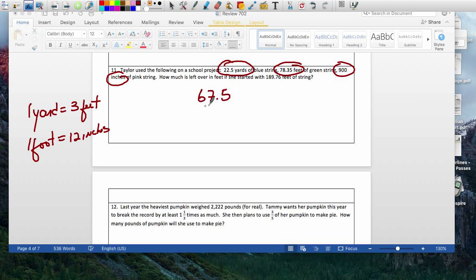Second one, 78.35, it's already in feet, so I have nothing to worry about. And then 900 inches, I want to change it to feet. So I'm going to divide 900 inches by 12, that's going to give me 75 feet. Okay, so I changed all these 3 measurements into feet.